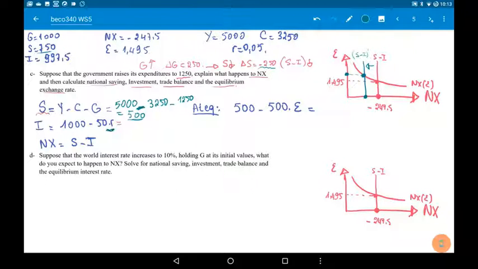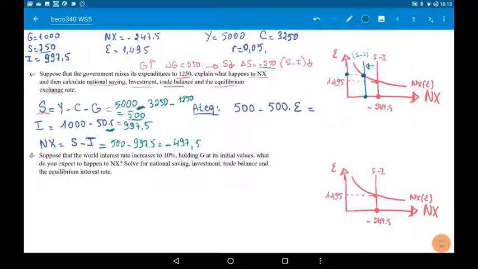Investment: R, the interest rate, is still equal to the international one, so it did not change. I still equals 997.5. As for the trade balance, NX, it's now equal to 500 minus 997.5. So it's equal to minus 497.5. As you can see, it also decreased by 250.